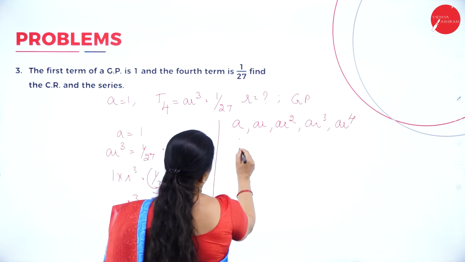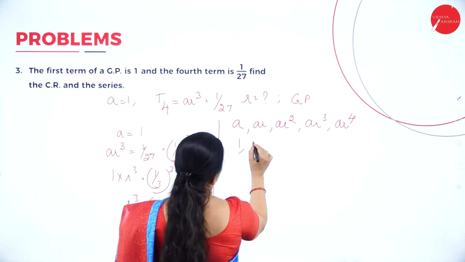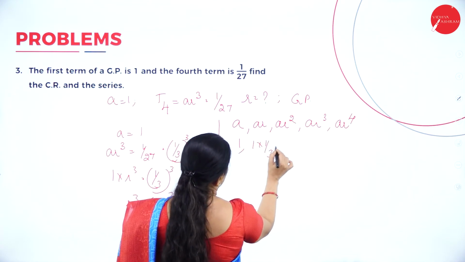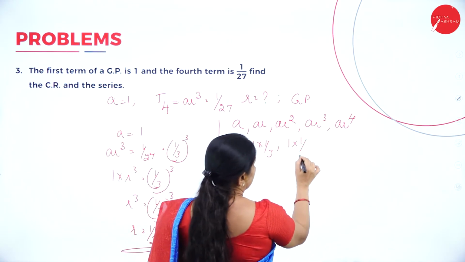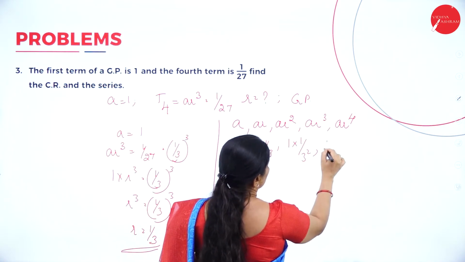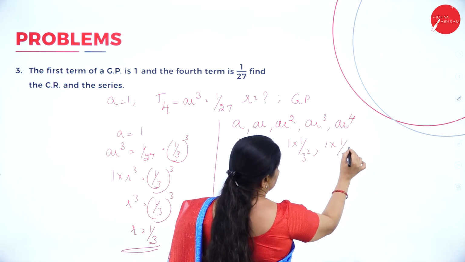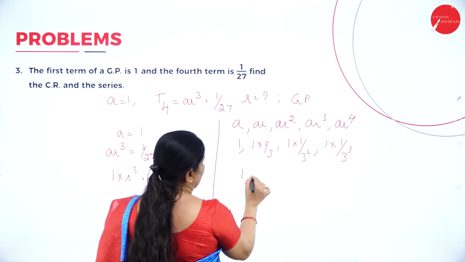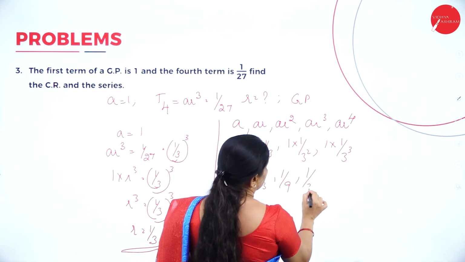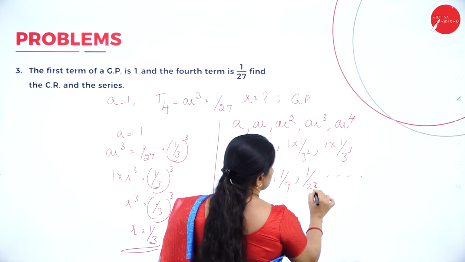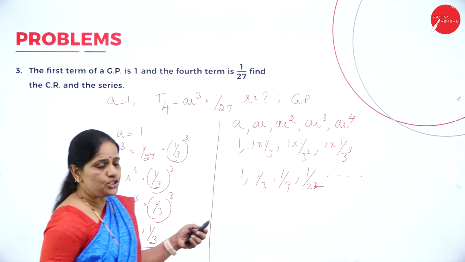So, what is A? A is 1. AR will be 1 into 1 by 3. AR square will be 1 into 1 by 3 square. AR cube will be 1 into 1 by 3 cube. That will be 1 by 3, 1 by 9, 1 by 27 and so on. So, this is the GP.